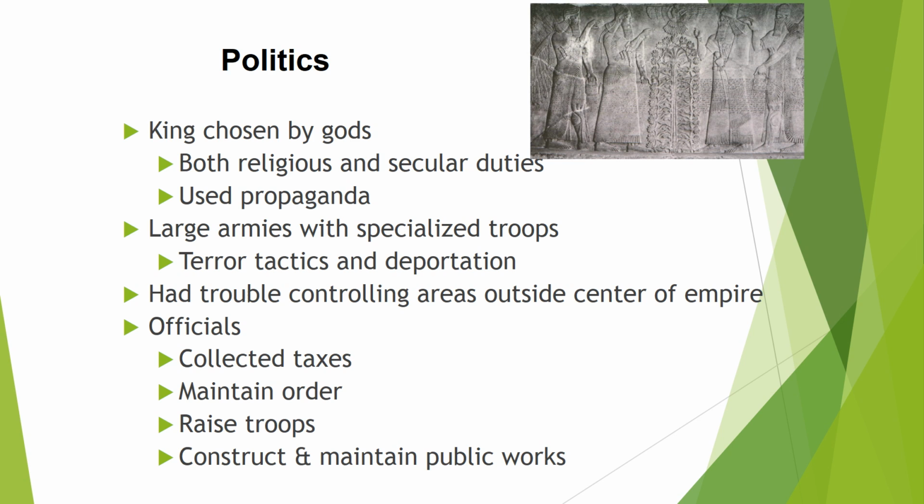Officials here will try at first to do things like collecting taxes and maintaining order, raising troops through conscription or some kind of draft process, and of course construct and maintain public works. Roads are an important one, no-brainer. Irrigation canals, other buildings, etc. Eventually those things, though, are not good at being controlled, and therefore, once again, chaos.